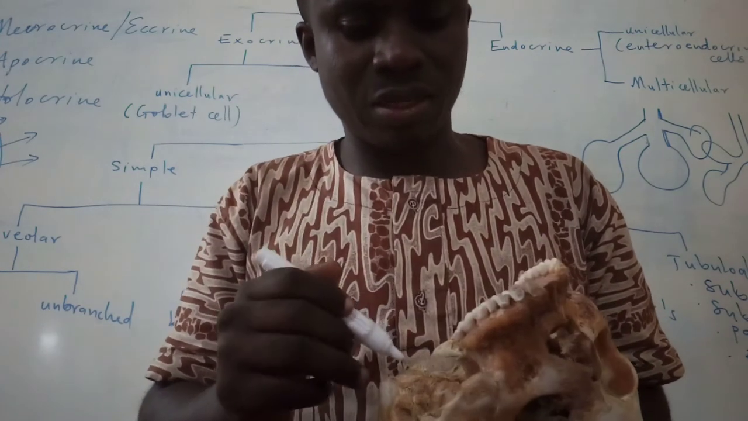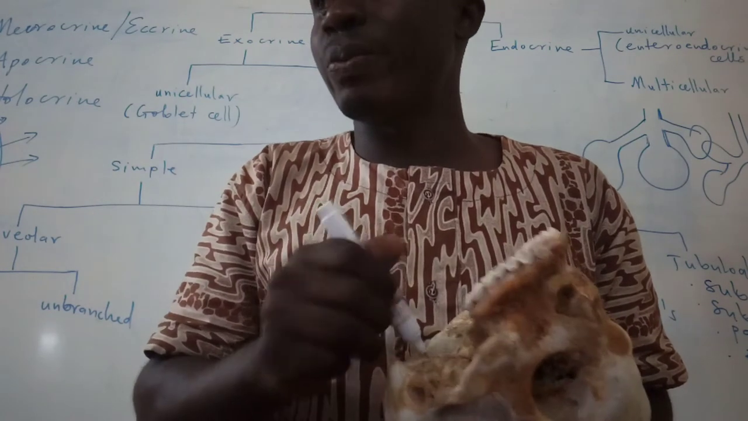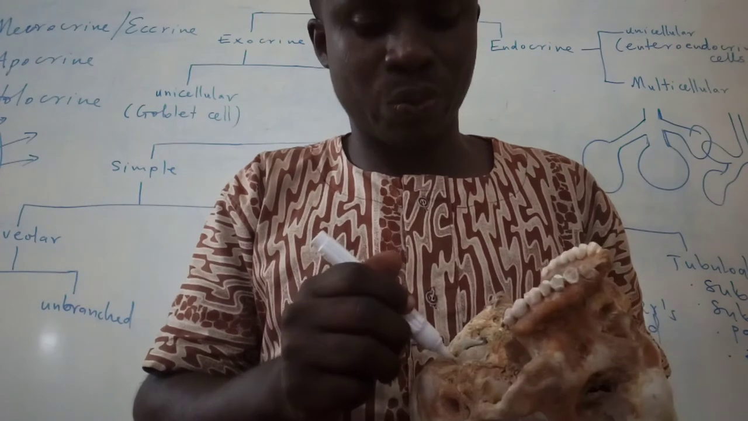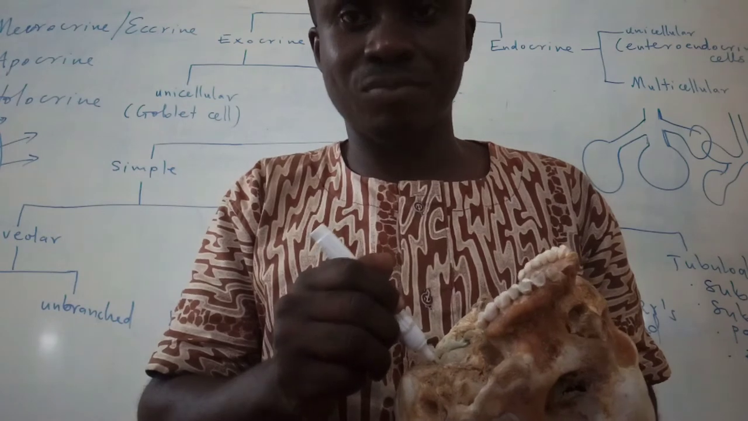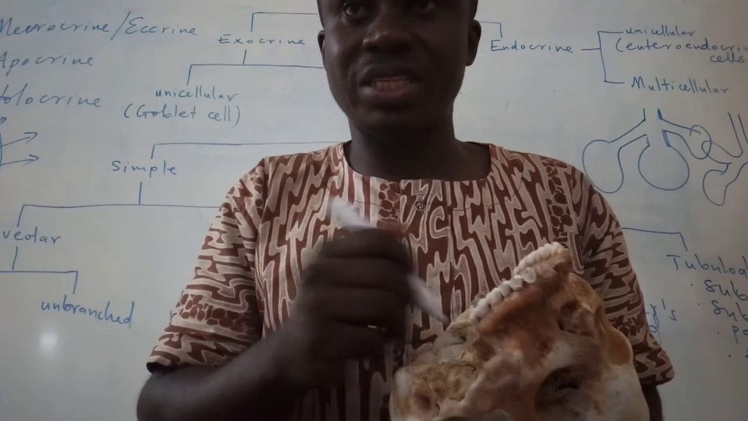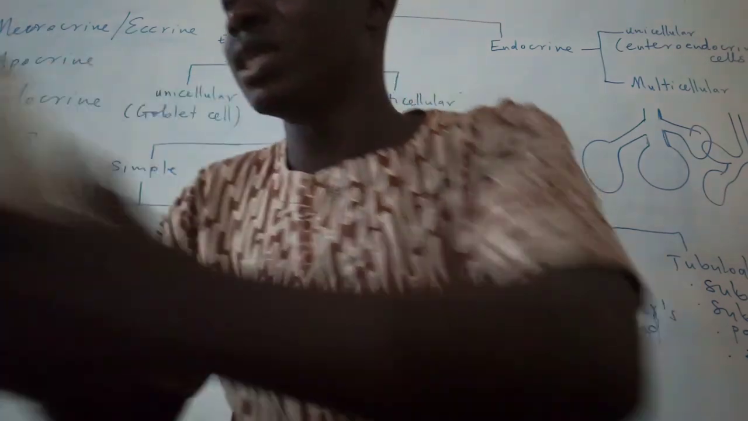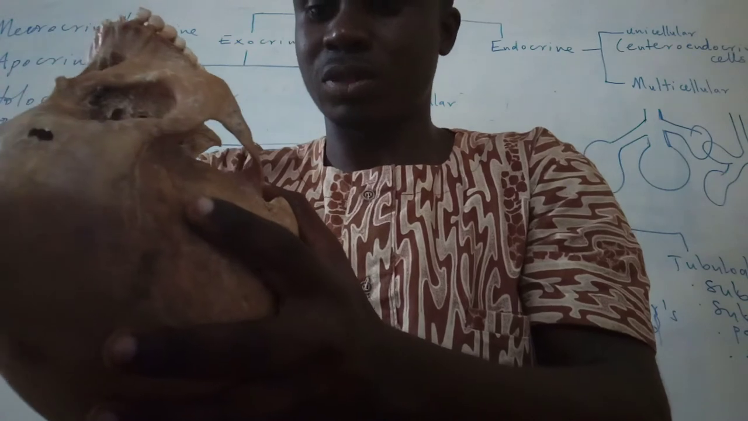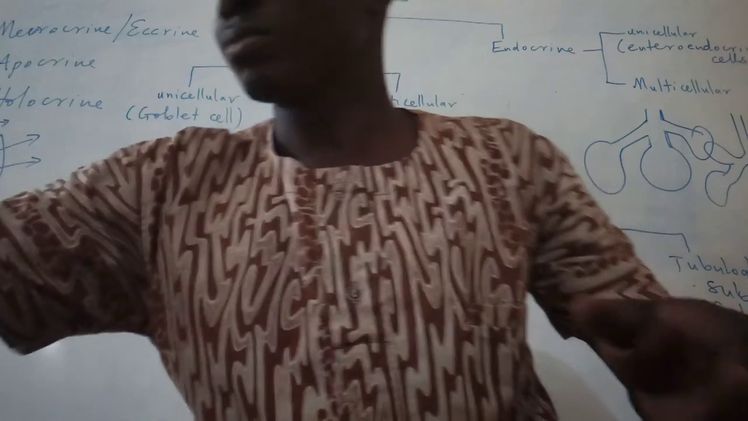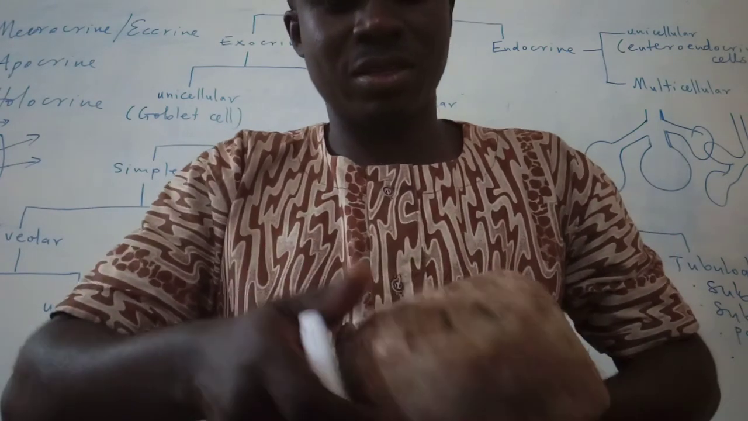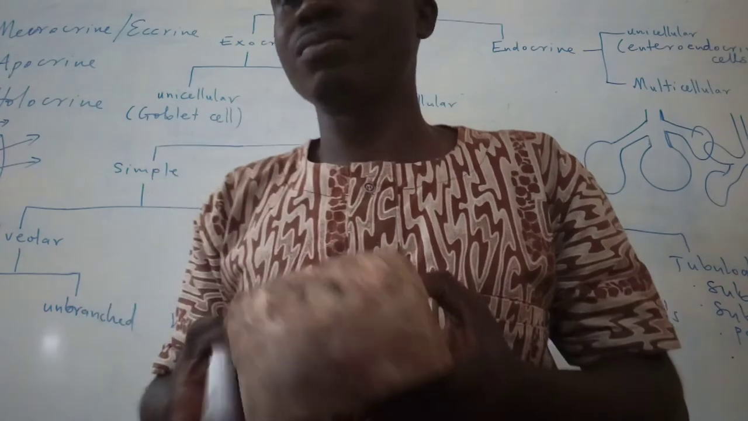Now, on the posterior lateral aspect too, there is another canal known as the occipital condylar canal. So that one will also be here, the occipital condylar canal for the occipital emissary vein. Yes, so here it is, for the occipital emissary vein.